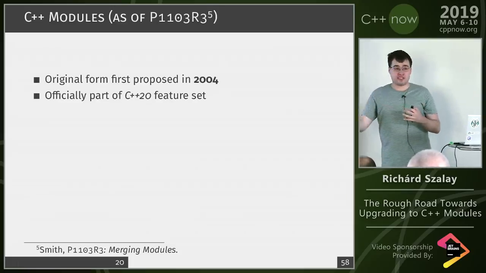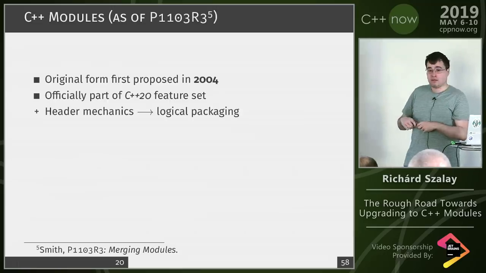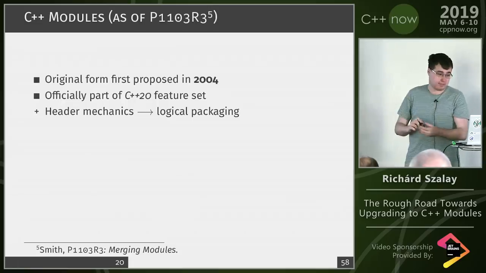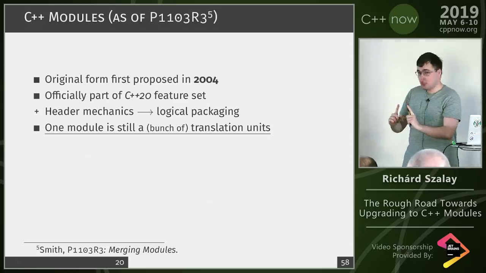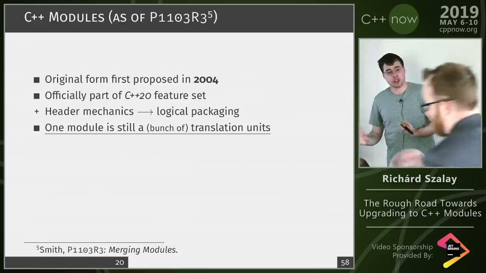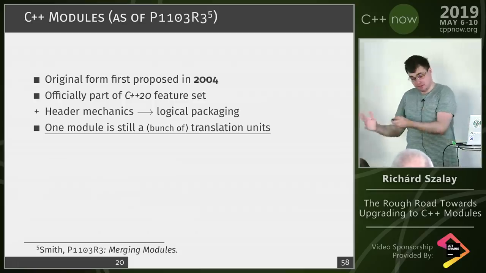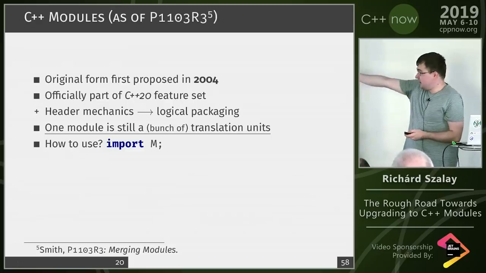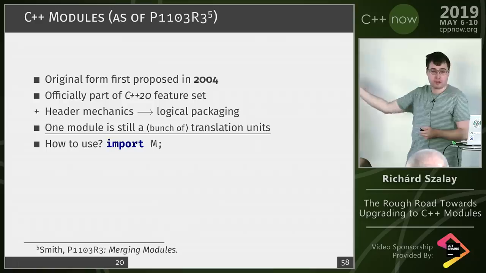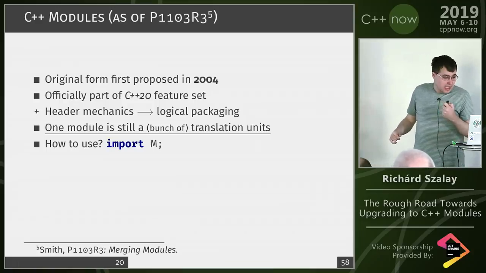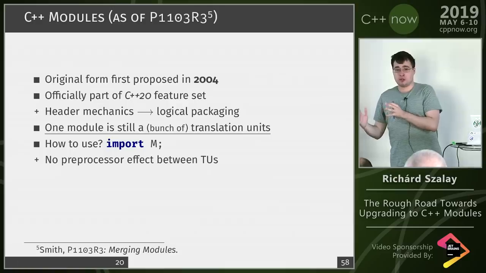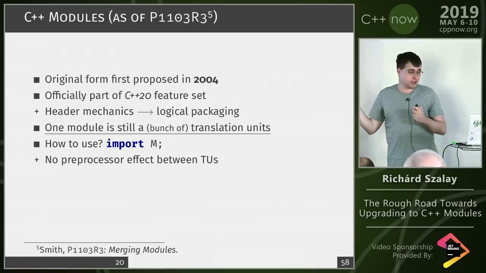Now, going away from separate compilation, but still keeping it, we tried to go away from this header mechanics and use a logical packaging system. But to not change fundamentally how C++ works, one module is still one or a group of translation units, with all its benefits and drawbacks. Now, you have this fancy new keyword import and then an identifier, which will direct the compiler to import module M for you. We will see how it works. And more or less the preprocessor now no longer has effect between these translations. So we hopefully solved some of those leak issues.